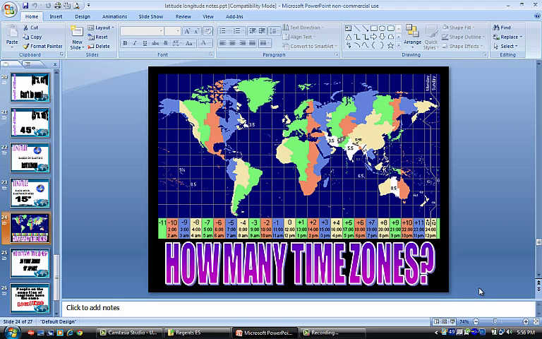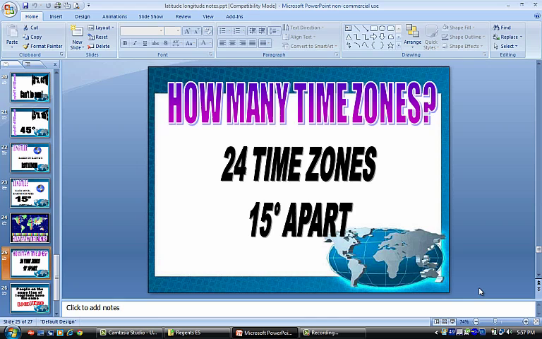Okay, looking at a flat version of the globe, how many time zones do we have? Now take a minute to think about this. If we have 1 hour equals a 15-degree span, divide 360 by that, and how many time zones do we get? We have 24 time zones that are 15 degrees apart.